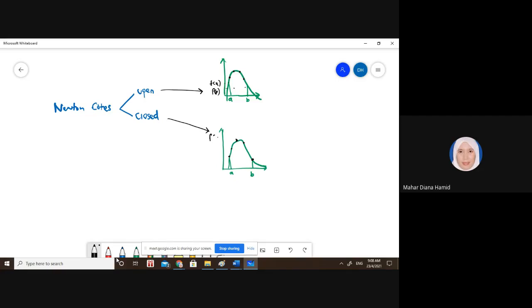So this is fx. I'm not sure what happened to my pen, but there's something wrong.